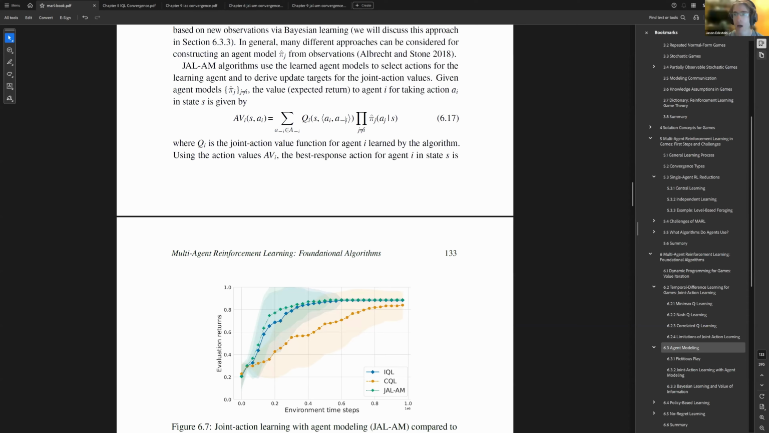Okay, I see now. You can do that. But the reason why you might not want to do that is because of this joint action space problem. If you have 10 agents, each of them have 4 actions, then you have 4 to the 10 joint actions, right? And that is way too big an action space to learn in, right?